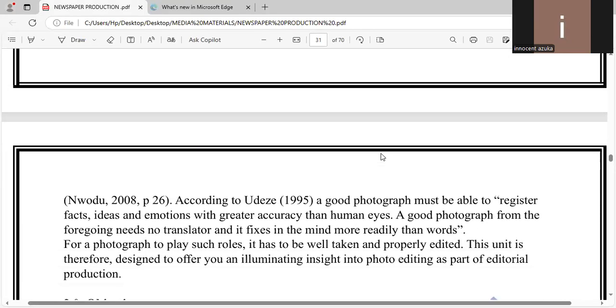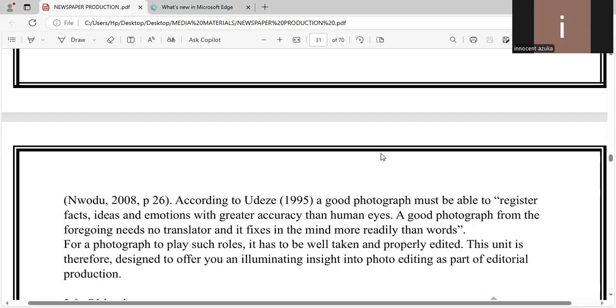So a good photographer must be able to register facts, ideas, and emotion with greater accuracy than human eyes. A good photograph from the foregoing needs no translation, and it's fixed in his mind, more readable than words.